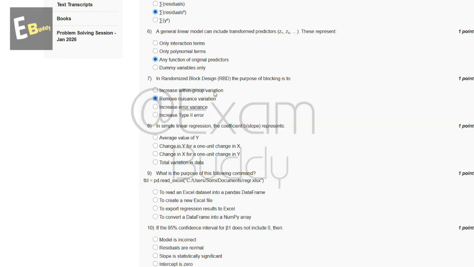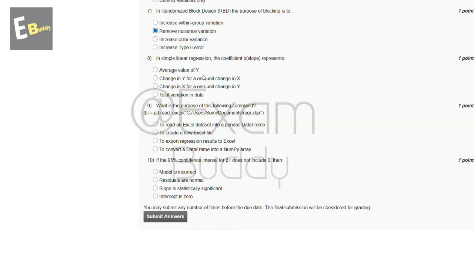And now let's go to our question number 8. In simple linear regression, the coefficient B, slope, represents, so these are the options, and the answer of our eighth question is B, change in Y for a 1 unit change in X.